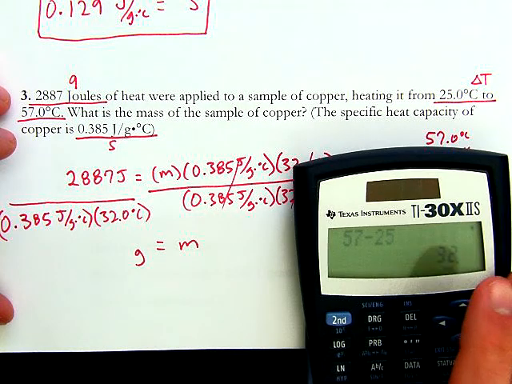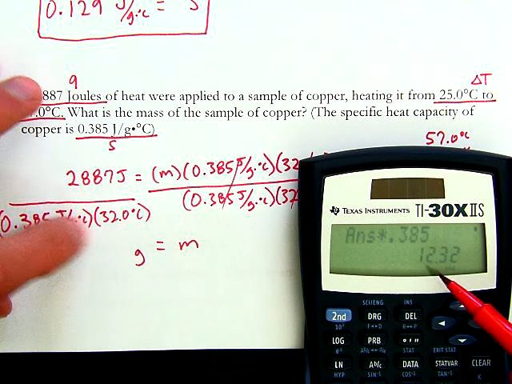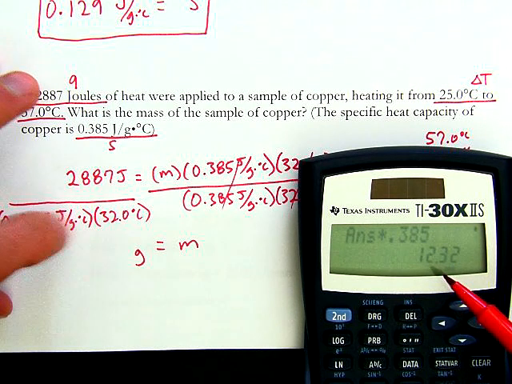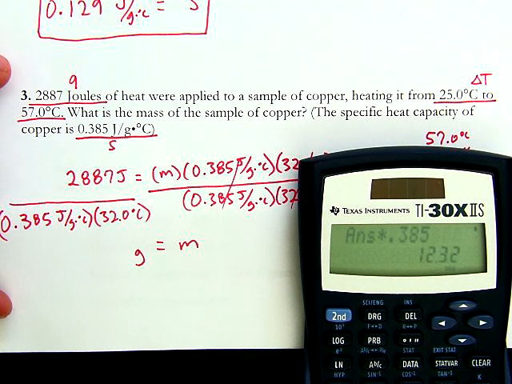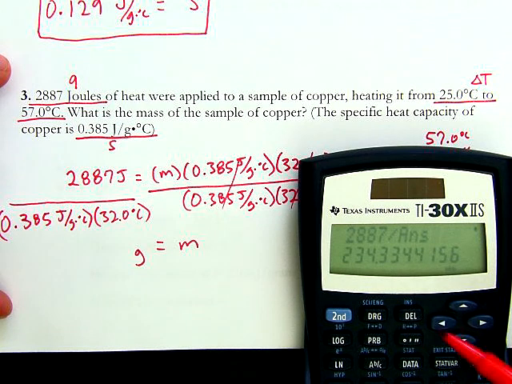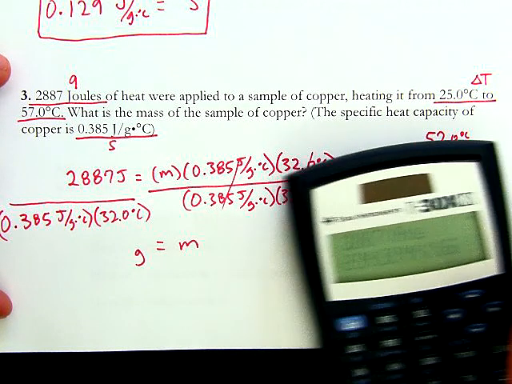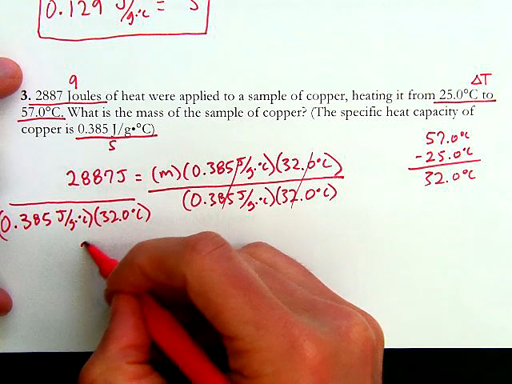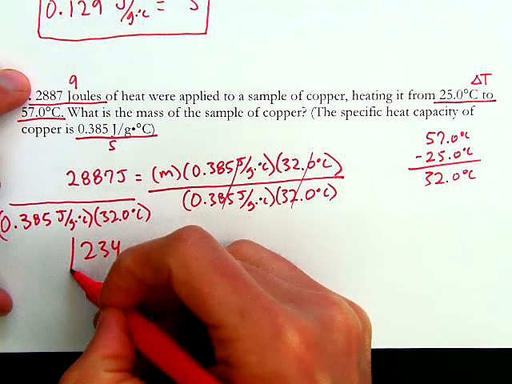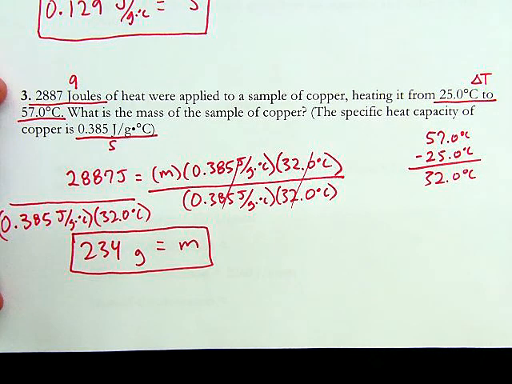So this is the number that's going to go on the bottom when you multiply these two, and then you're going to take 2,887 and divide it by that number, and we get about 234 grams. That's the mass of the piece of copper. So the piece of copper is 234 grams.